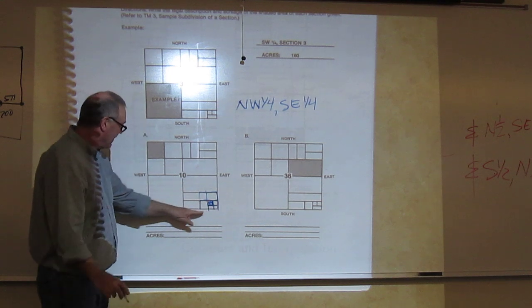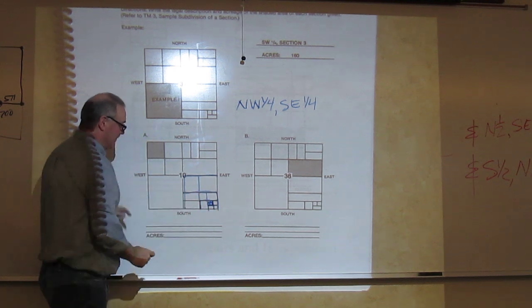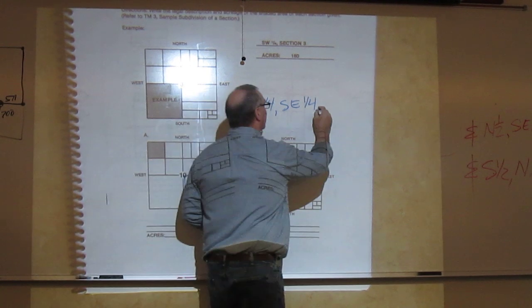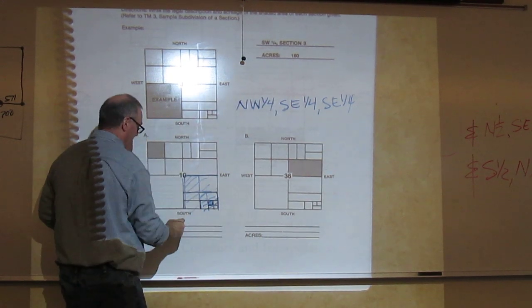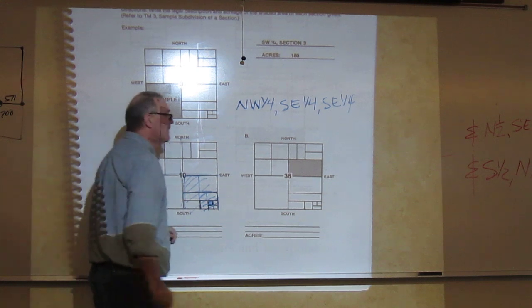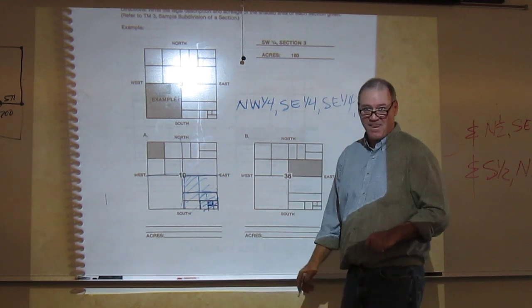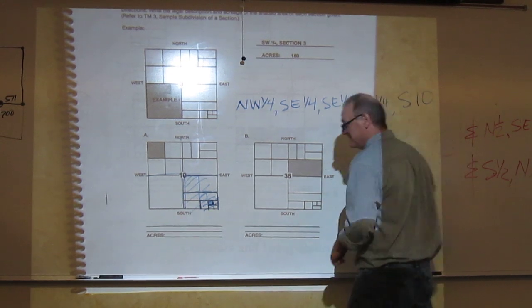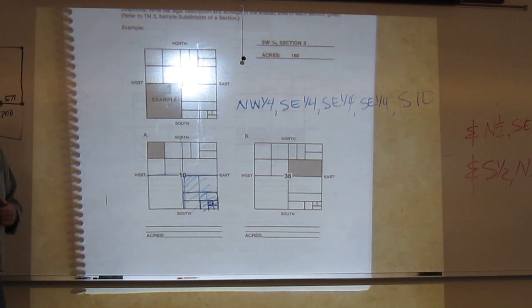That sounds right. That's southwest quarter of southeast, so now I'm dealing with this one, right? Southeast. Okay, so now I'm out to here. It's now southeast again. Am I done? Section 10. Quarter. Thank you. Now I'm done. Did you see how that happened? You start small, you go big.